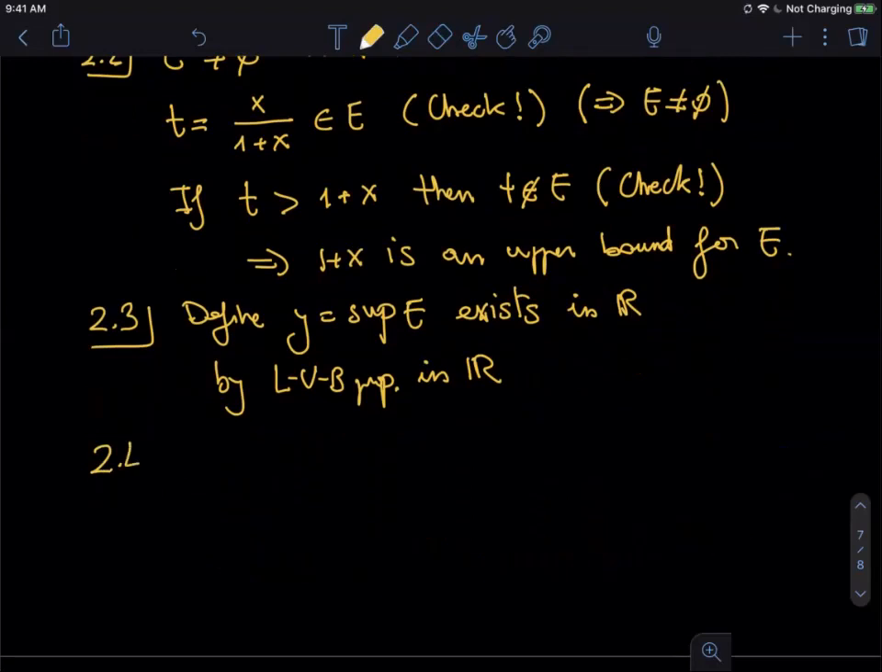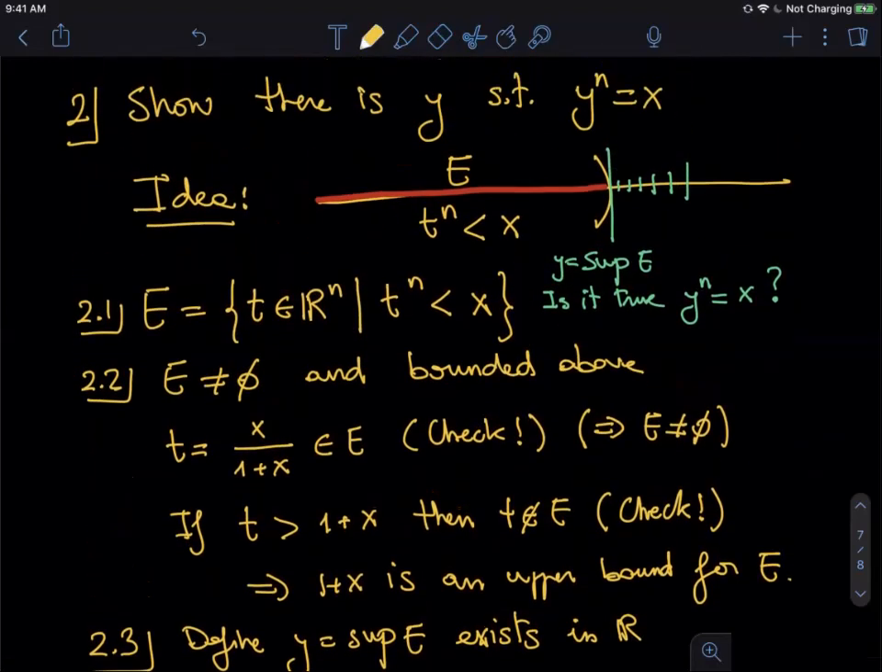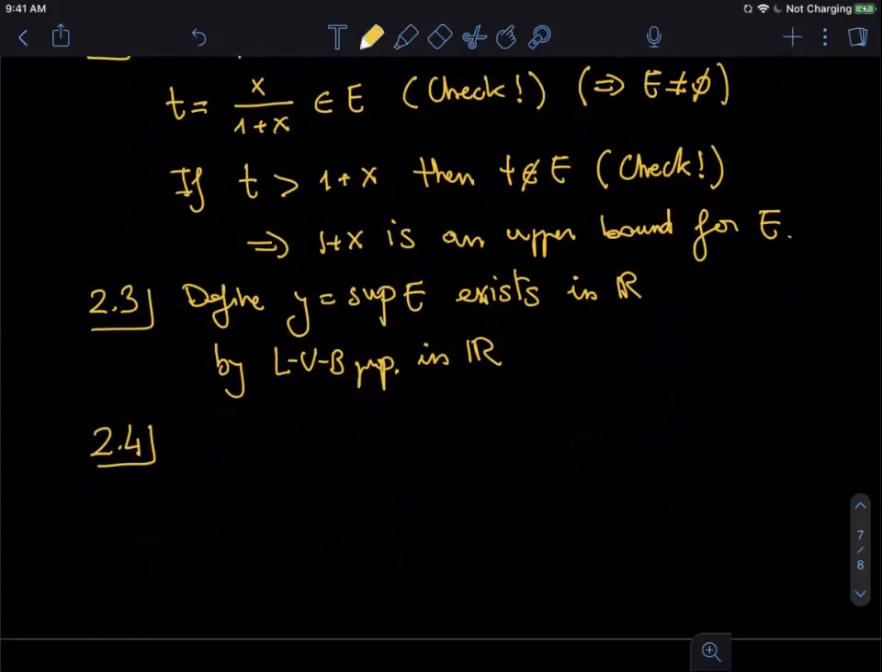And now the last step. So if we go back to our game plan, we want to show that in fact, here it is, y to the power n, the supremum of E to the power n, equals x. Okay, and how do we do that? Well, a strategy here would be, if you want to show that y to the n is equal to x, that's an identity, that's very good. It's enough if you show that it cannot be anything else.